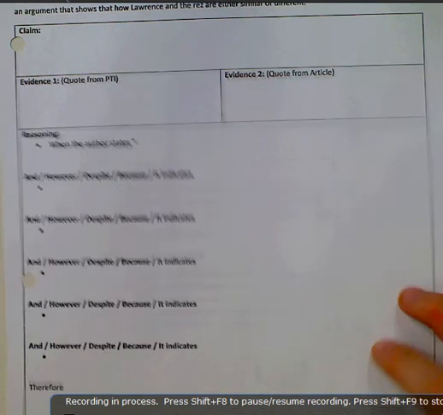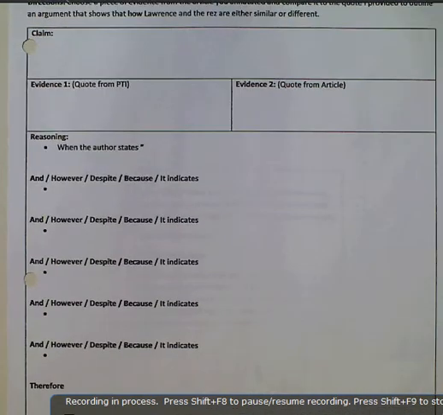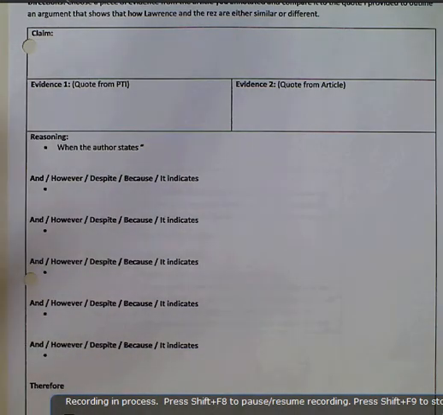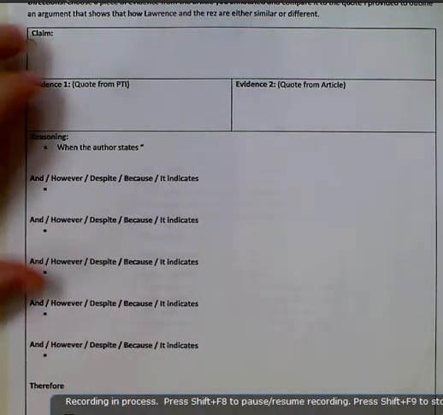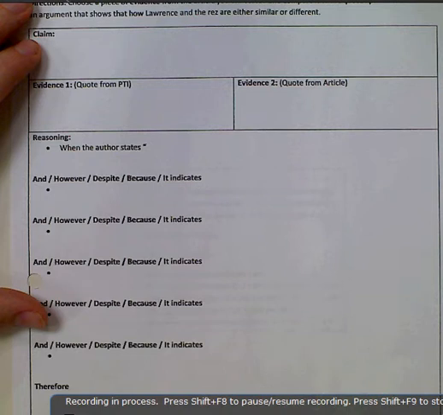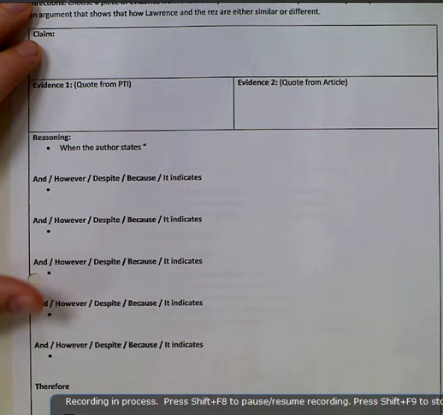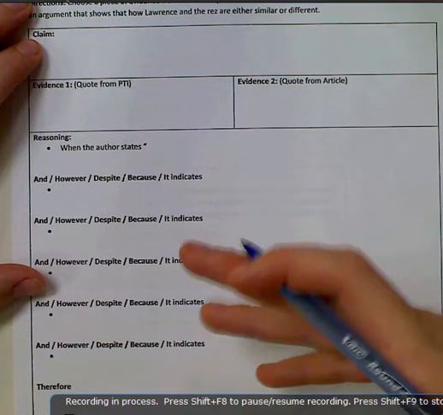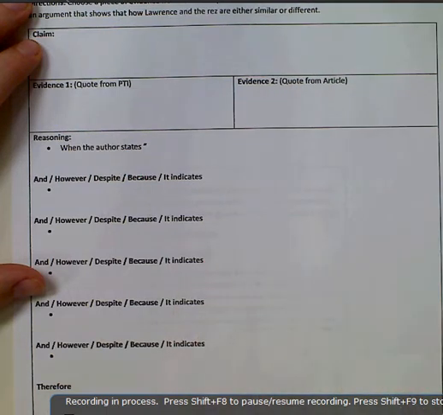Okay. If you're watching this video, it is because you're looking for help on your outline. I'm just going to start at the top and walk you through what you should be doing in this outline. The first thing is you should start with your claim. The prompt for today is how are Lorentz and the res similar or different? You need to write a sentence that I could disagree with that argues that they are similar or different.